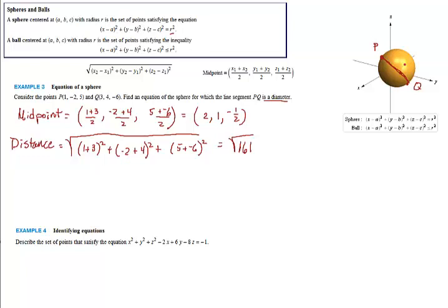Next thing I'm going to do in order to get the equation of that sphere is I have all of the pieces. I'm just going to plug them all into this equation for sphere. Plopping those in, this is what I get. Square root of 161 squared is 161, and I'm there.